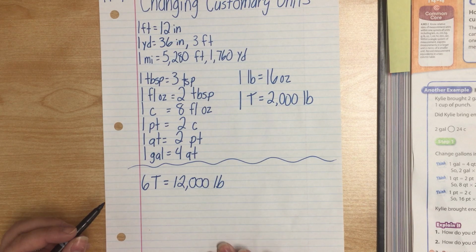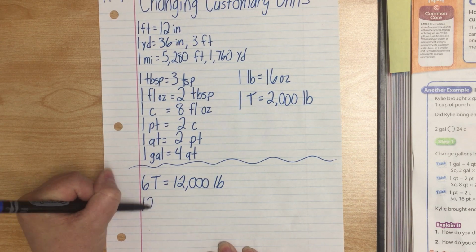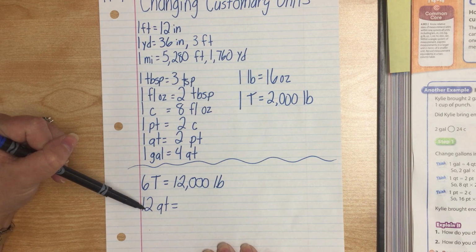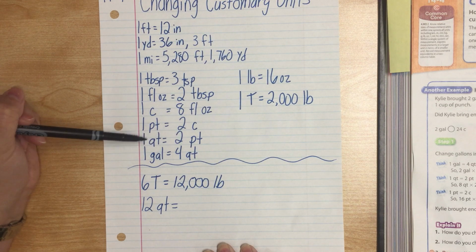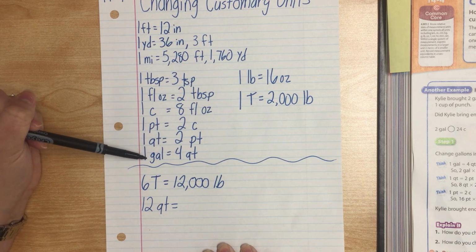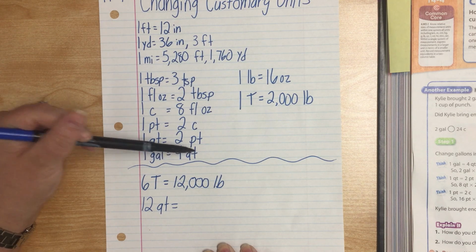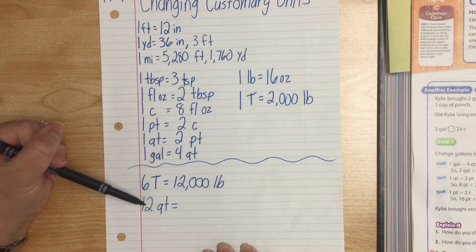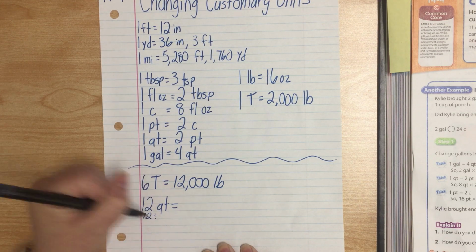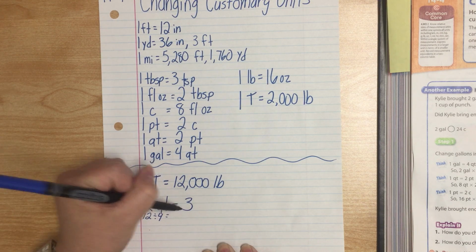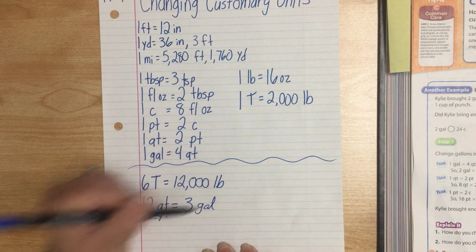Okay, what about 12 quarts into a gallon? What am I going to have to do there? I'm going to have to divide this time, because I can see 1 quart, 2 pints, 1 gallon is 4 quarts. Well, if 1 gallon is 4 quarts, I'm almost flip-flopping it. 4 quarts is 1 gallon. So this 12 divided by 4 equals 3. So 12 quarts is 3 gallons.